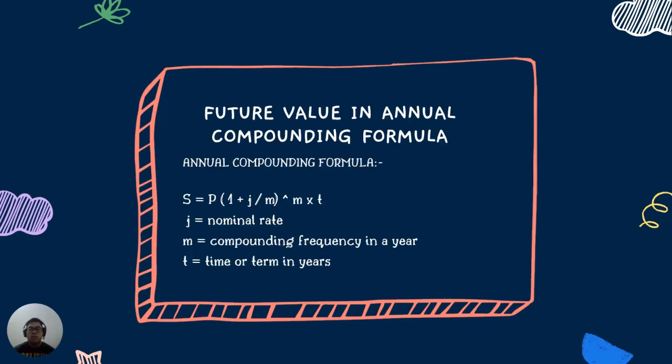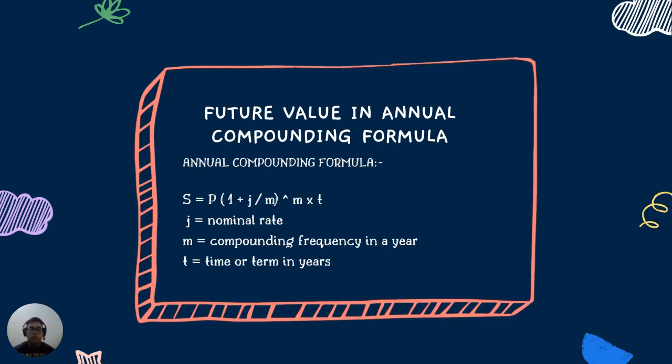This is how we find future value in annual compounding. Below is the annual compounding formula. S is the future value. So S equals P open bracket 1 plus J over M close bracket to the power of M times T.